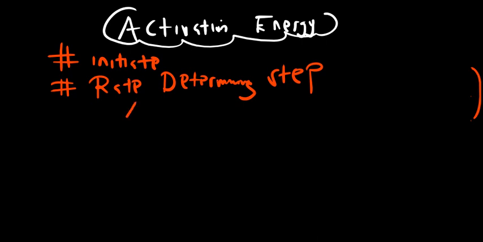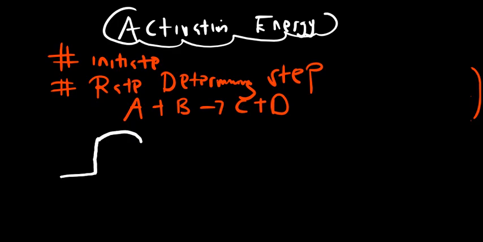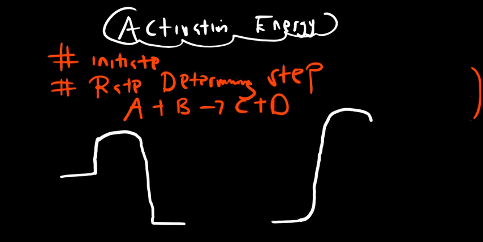Now let's say we have a reaction A plus B equals C plus D. This reaction can go either of two ways. It can start as A plus B as the reactants, then it goes like that and you form your products. Or it can start from down, go like that, and it forms our products like that.